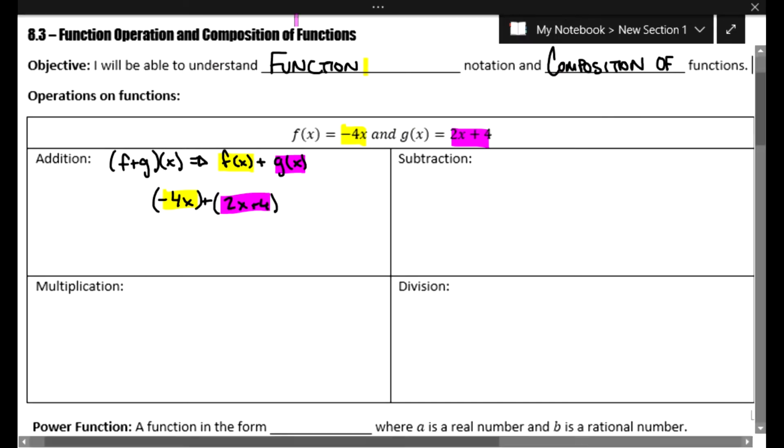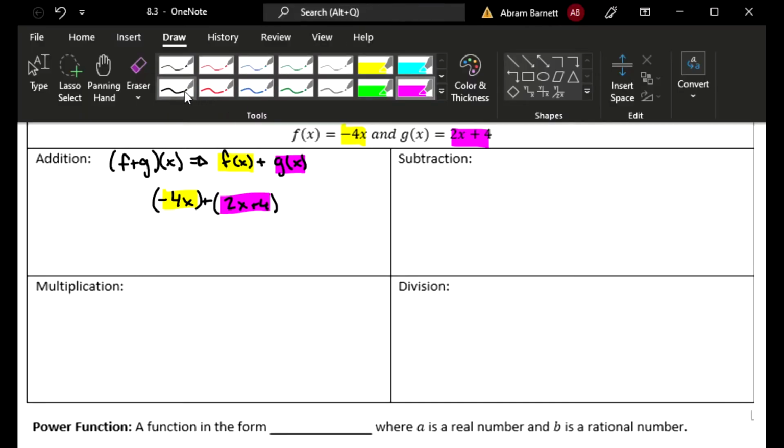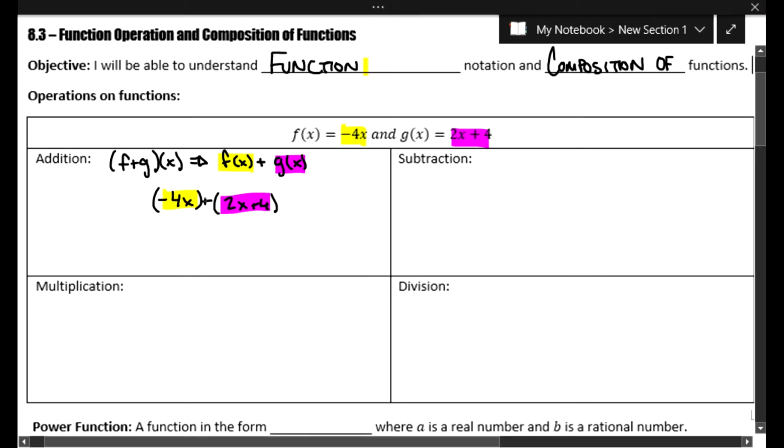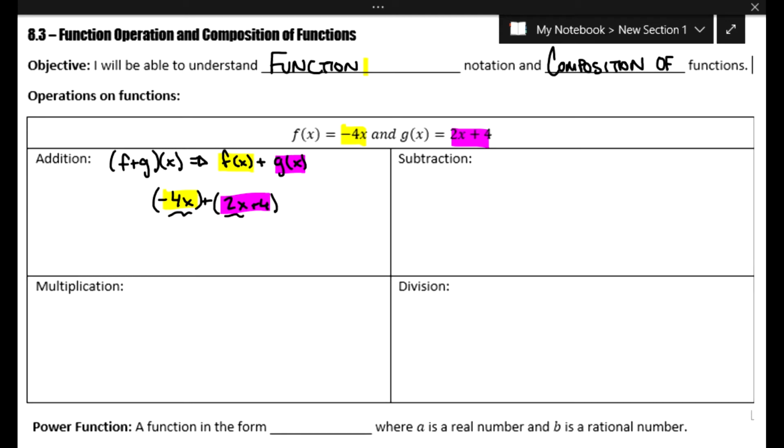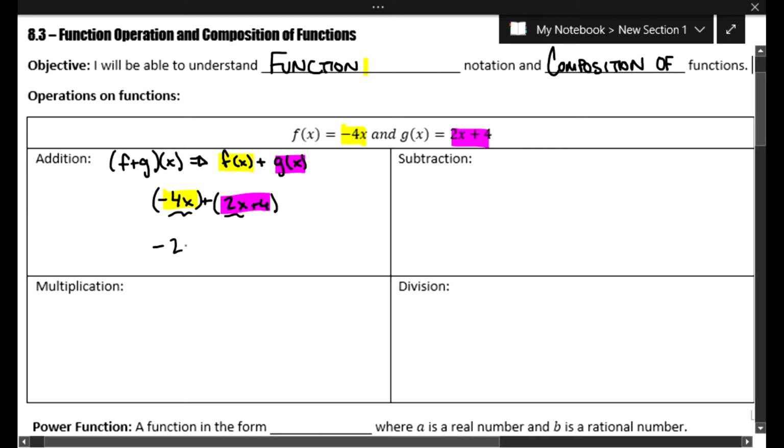And now, because I'm adding it, I don't have to distribute any negative or anything. I can just combine like terms. So I've got a negative 4x and I'm adding 2x. That's going to be a negative 2x. And then there's nothing to add to my 4. So that is addition. I'm adding those two functions together.